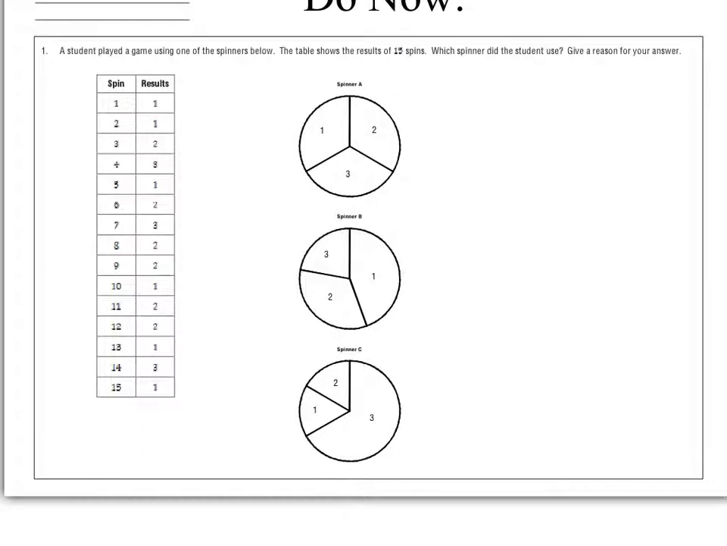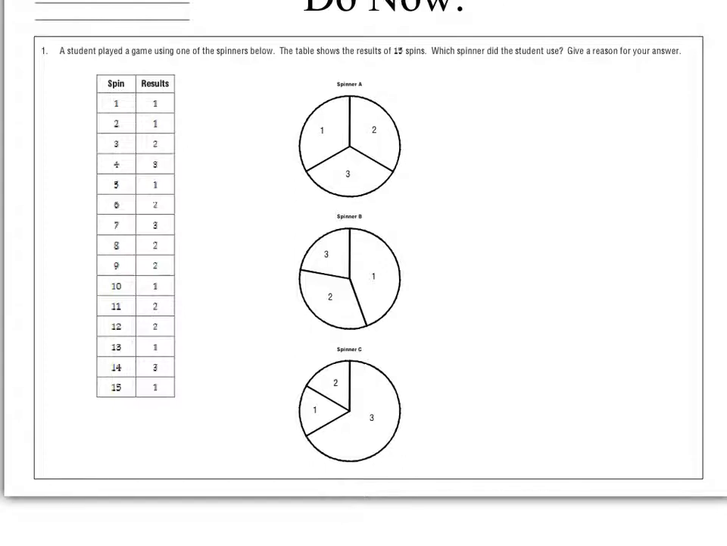Alright, so looking at today's do now, we have a student that's playing a game on a spinner, and they're using one of the spinners below, and they have the results for the 15 spins. We were trying to figure out which of the spinners the student used, and then asked us to give a reasoning for that.